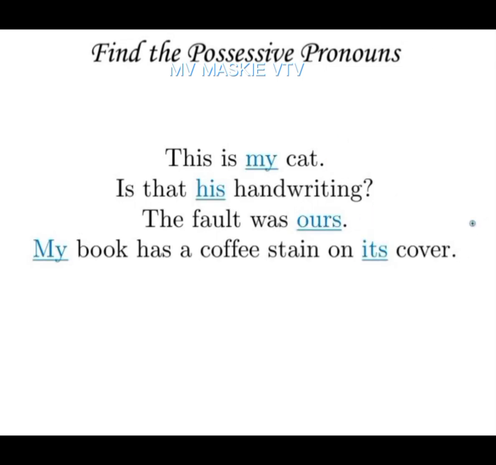And here we are. This is my cat. It indicates that I personally own the cat. Is that his handwriting? Once again, he owns the handwriting. The fault was ours. The fault belongs to us. My book, the book belongs to me, has a coffee stain on its cover. The cover belongs to the book. Note that they refer to the nearest antecedent. Book, and my, of course, to refer to the speaker.